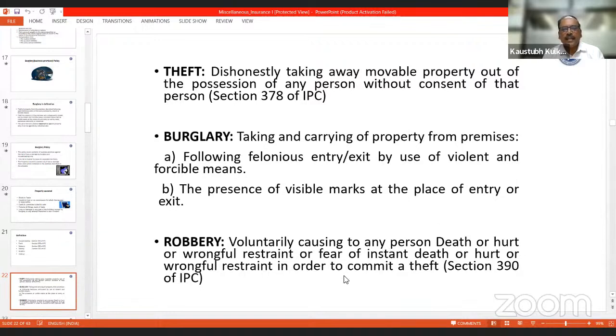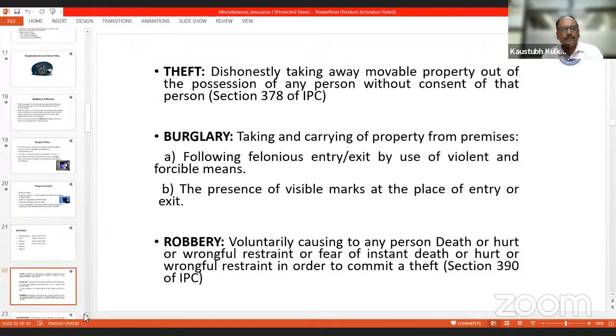Now, robbery. In case of robbery, voluntarily causing to any person death or hurt. So there is intentional hurting or intentional injury by a wrongful way, and there is a fear of death or hurting to the person, and this fear will be the forcible way. So the robbery is fear of instant death or hurt by the robber or the burglar. When he is entering or exiting, he will use arms. So in case of this type of burglary, it is termed as robbery.